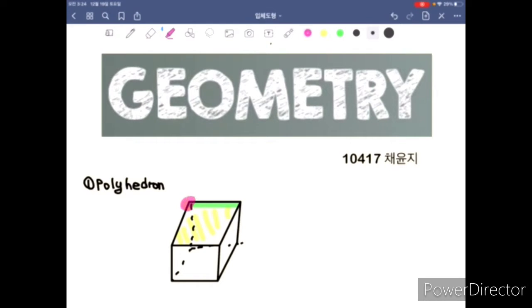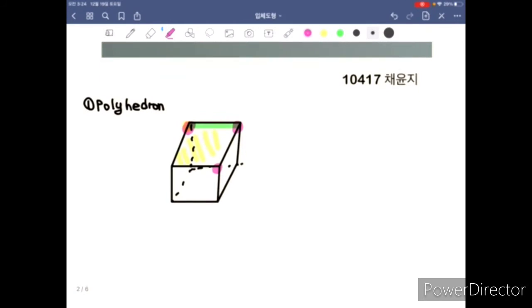And as I said, to make sure, this is the vertices. Now to talk about the types of the polyhedrons.